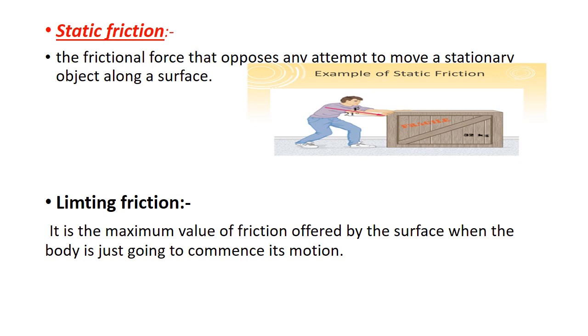Now when I am increasing the force, I have reached up to 30 Newton of force. What I am observing is that when I reach 30 Newton of force, the same amount of force will be the frictional force at that time. Now when I am increasing the force a little more, what I am observing is that the body is going to commence its motion. It will now start its motion. Therefore, I can say that 30 Newton of frictional force is now the limiting value.